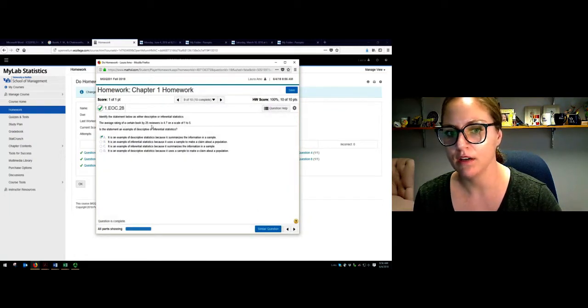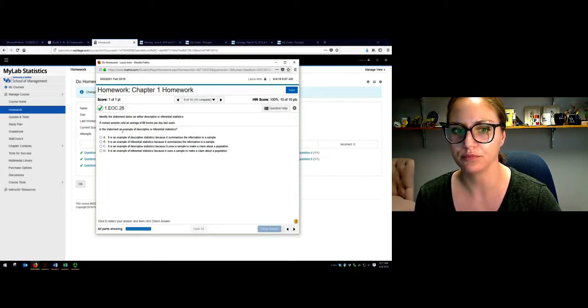And the average rating of a certain book by 25 viewers is 4.7 on a scale of 1 to 5. This, again, is descriptive statistics. It's summarizing the information on the sample of 25 viewers. It's simply saying that the average rating in that sample is 4.7. A certain website sold an average of 80 books per day last week. Again, descriptive. This is just a sample. It's not saying anything about a population of websites.